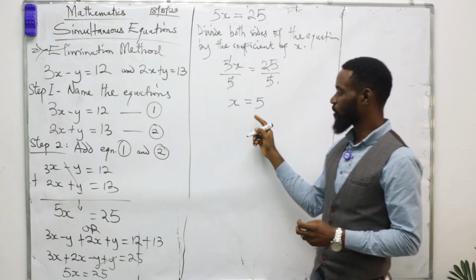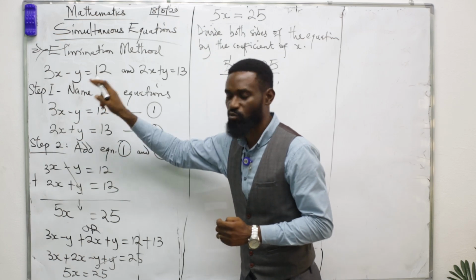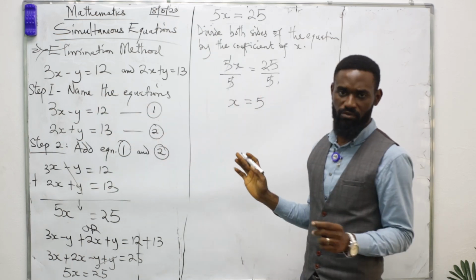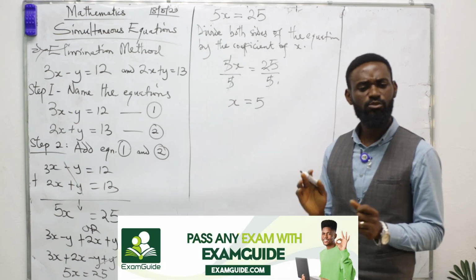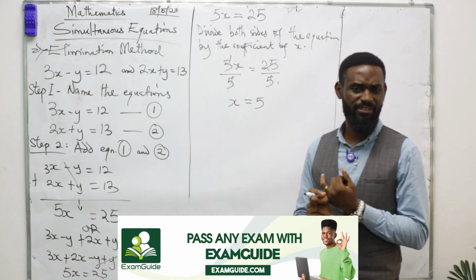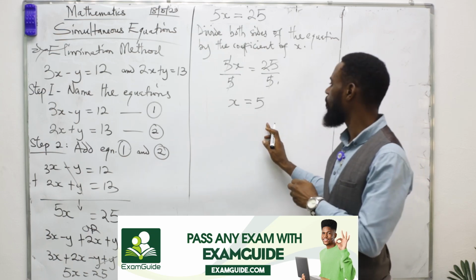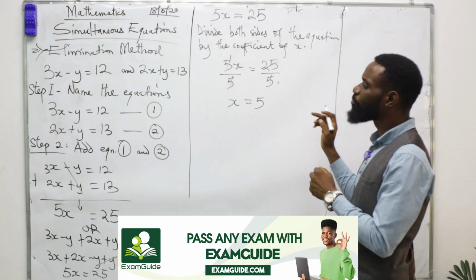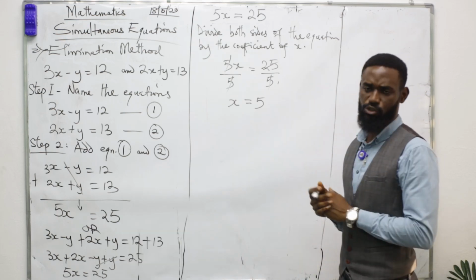So this satisfies the fact that x in both equation 1 and equation 2 is equal to 5. Now remember, the expression we are given has two variables: x as a variable and y as a variable. So having found the value of x, we can now put the value of x into any of the equations of our choice.